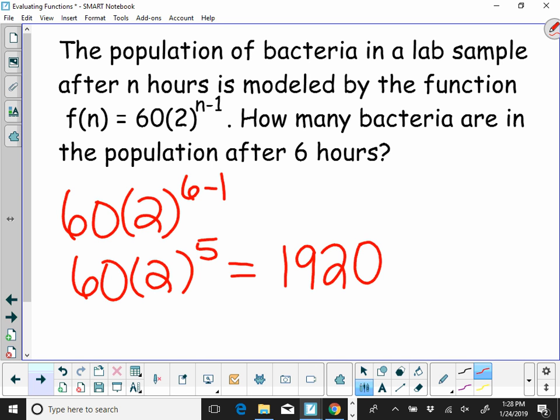Yeah, because 60 times 30 is 1800. And 60 times 2 is 120. So 1800 plus 120 is 1920.